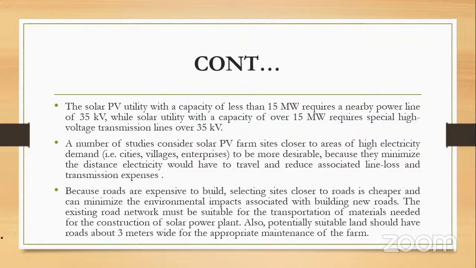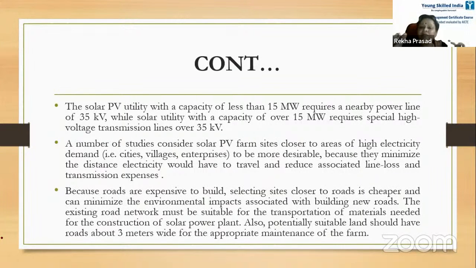Okay, ma'am. Because roads are expensive to build, selecting sites closer to road is cheaper and can minimize the environmental impact associated with building new roads. The existing road network must be suitable for the transportation of material needed for the construction of solar power plants. Also, potentially suitable land should have road about 3 meters wide for the appropriate maintenance of the farm. Because the plant will require material.